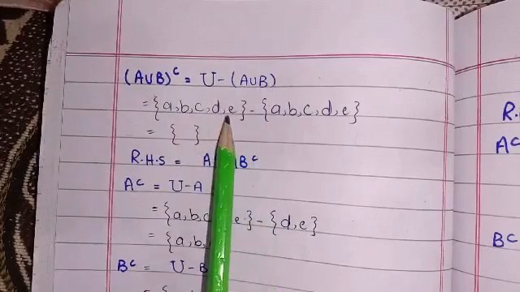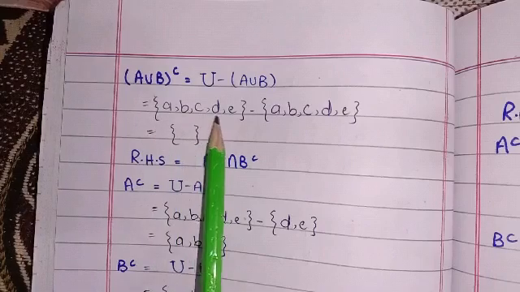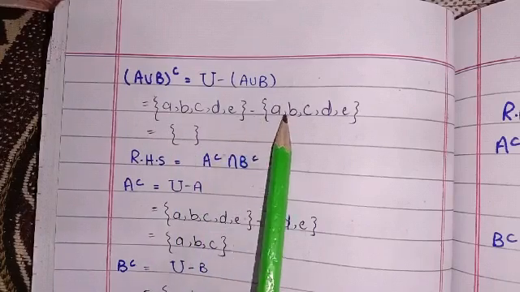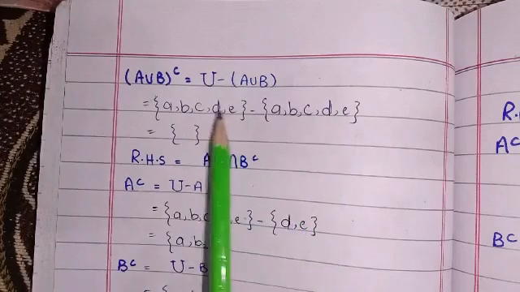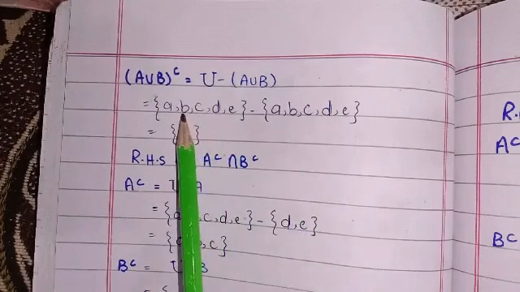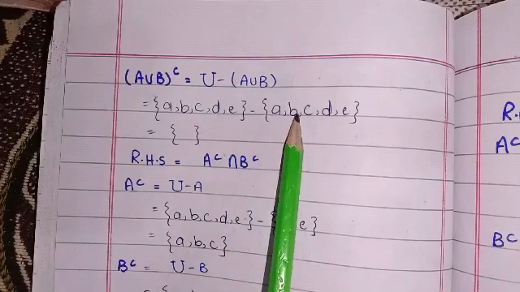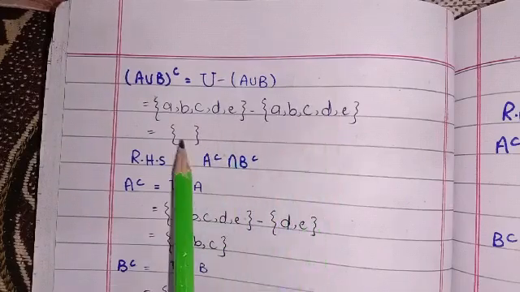(A union B) whole complement is equal to the universal set minus A union B. First we will write our universal set having elements A, B, C, D, E, and then minus our resultant set of A union B which has elements A, B, C, D, E. Now students, as you can see, all the elements of the universal set are in the A union B set, so the answer is the empty set.